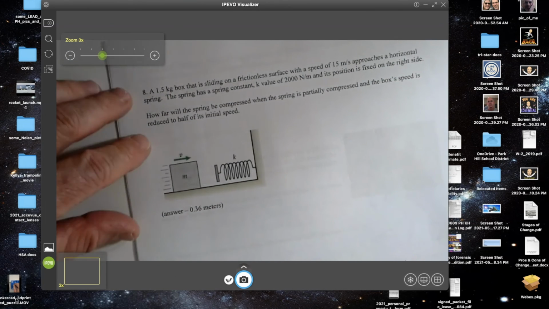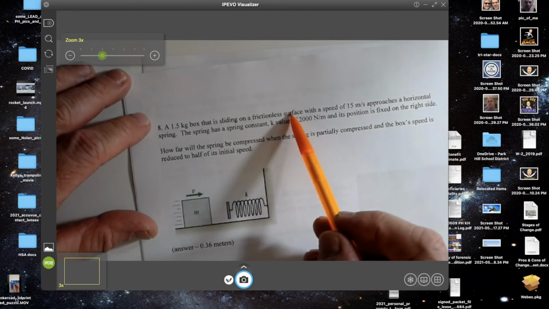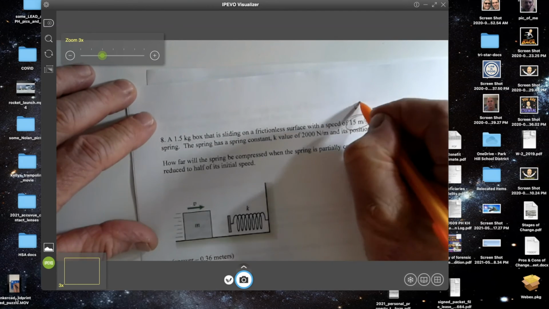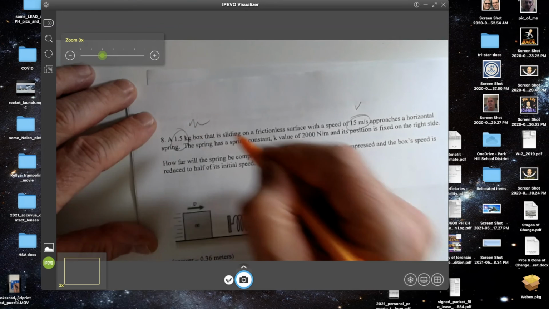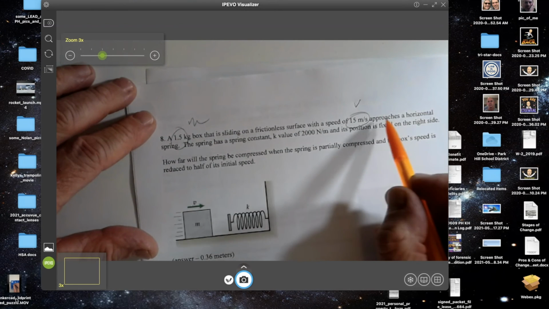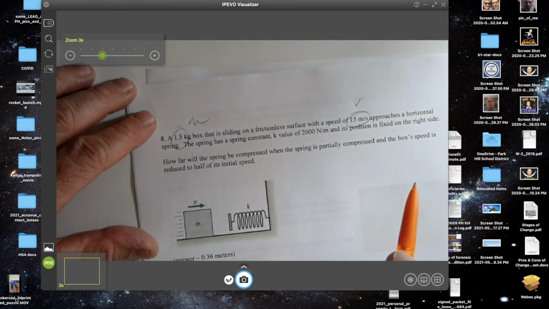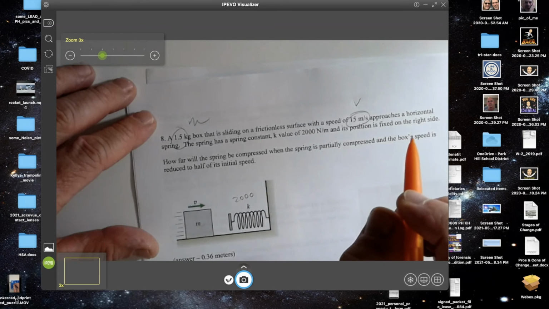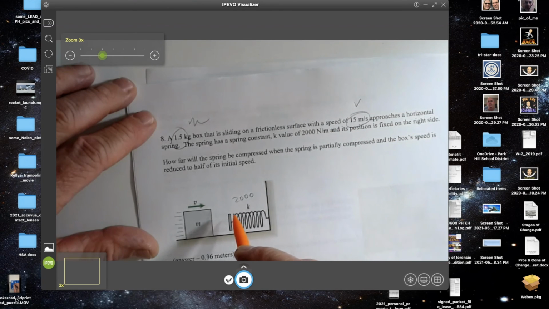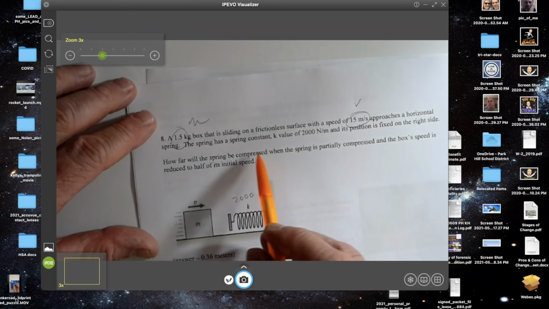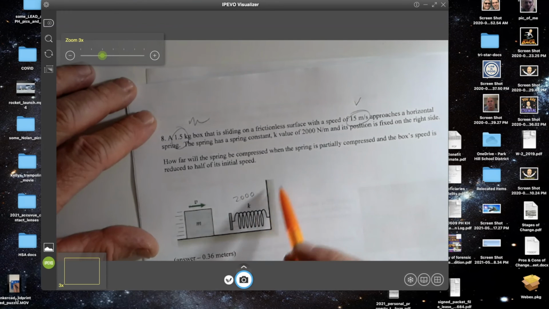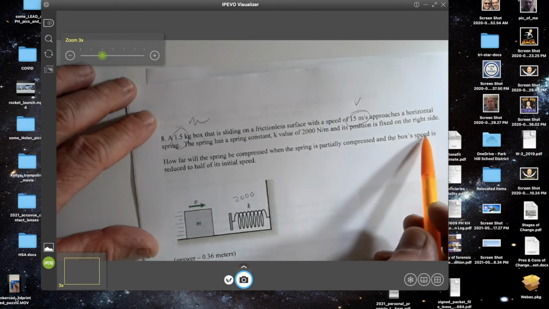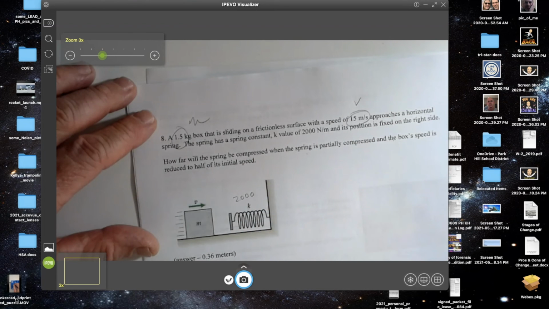So we have a box that's sliding on a frictionless surface. It's got a speed of 15 meters per second. So there's its velocity, there's its mass. It approaches a horizontal spring. The k value is 2,000. Now we want to know how far the spring will be compressed when the spring is partially compressed and the box speed is reduced to half its initial speed.